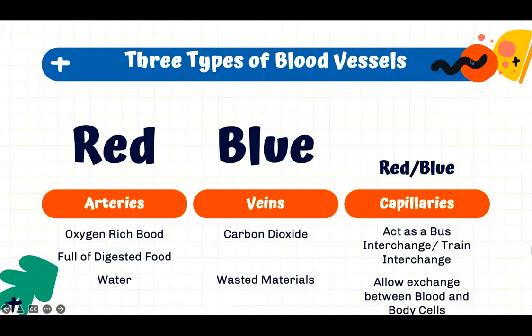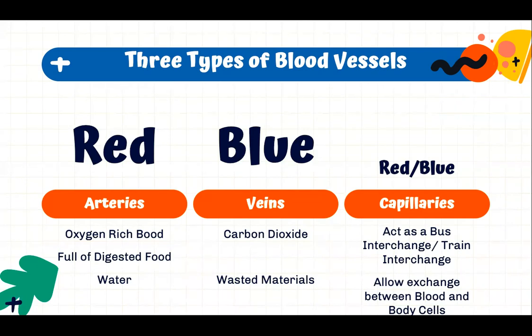So there are three types of blood vessels. We have the red color ones, known as the arteries, which carry oxygen-rich blood. In this blood vessel, there's also water and digested food for the body to use. All right. Then we have the veins, which are the blue color blood vessels, where after the body finishes using the oxygen and the digested food, it will exchange to give carbon dioxide and waste materials to the blood vessels. Hence, veins collect all those carbon dioxide and waste materials back to the lungs.